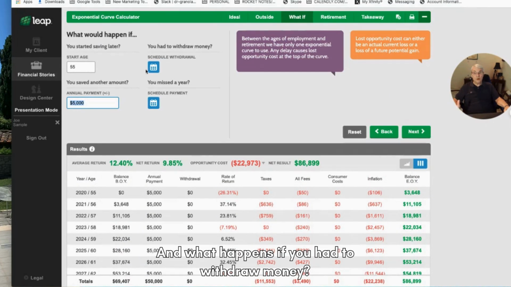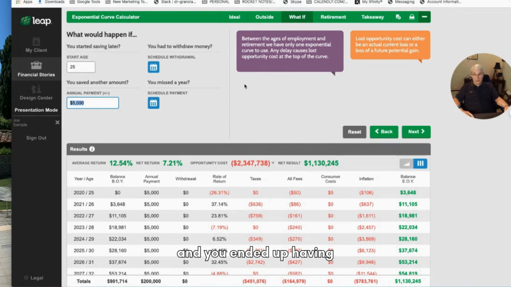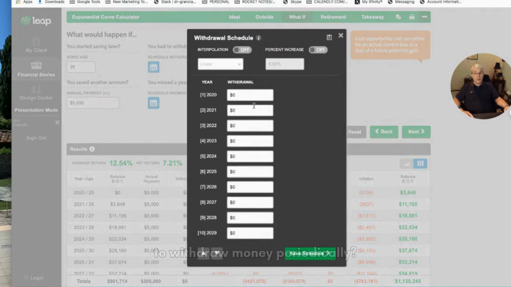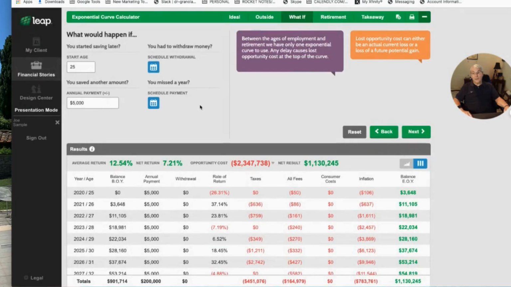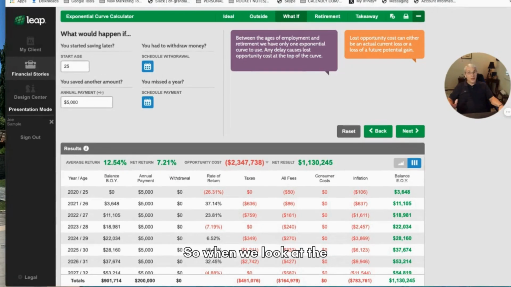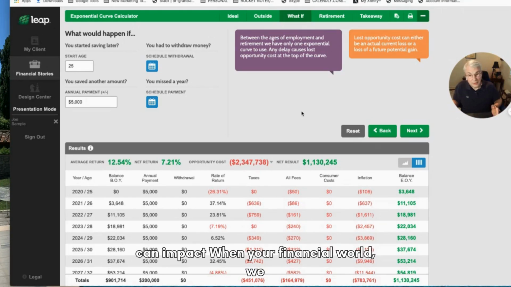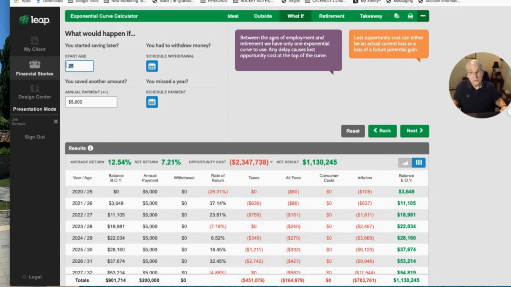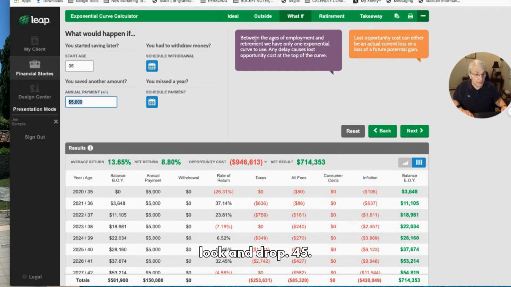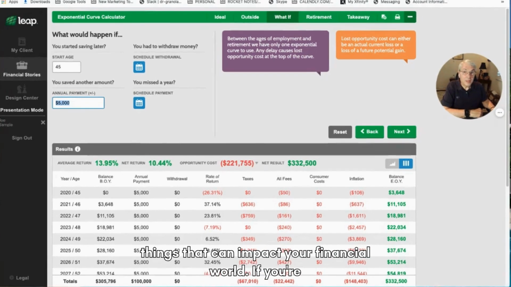And what happens if you had to withdraw money? What happens if you did start at 25 and you ended up having to withdraw money periodically? We can program that in there. You can also change your payment. We can look at that too. So when we look at the unexpected things that can impact your financial world, we have to understand that they're real. Even if you wait to 35, look at the drop at 45. Horrible. So you want to look at all the things that can impact your financial world.